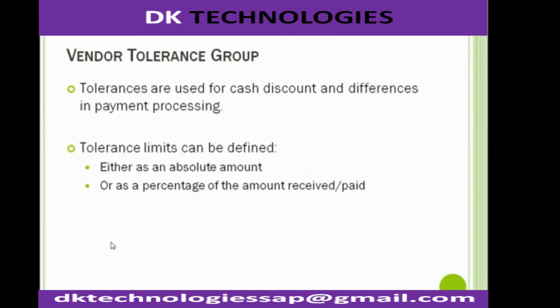Moving next is the vendor tolerance group. Tolerance is basically used for cash discount and differences in payment processing. Tolerance limits can be defined either as an absolute amount or as a percentage of amount received or paid.